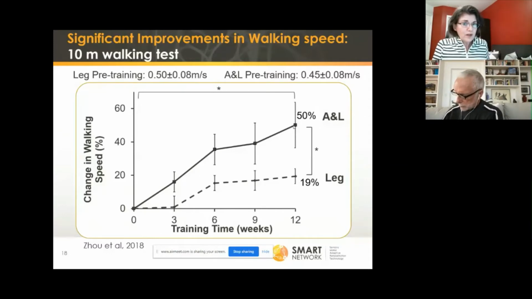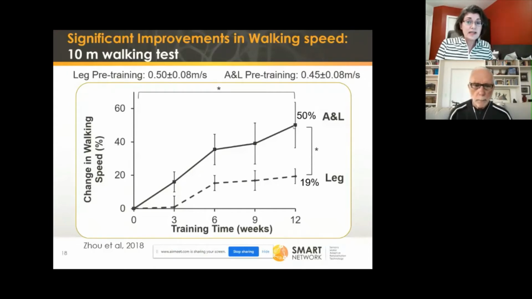What you can see over here on the x-axis is time in weeks since the beginning of training, and on the y-axis is the percent change in speed over the weeks of training relative to each person's walking speed prior to the initiation of training. The dashed line shows the results from the group that cycled with their legs only, and the solid line is for the group that simultaneously cycled with their arms and legs. Both groups of participants had similar pre-training walking speeds. And as you can see, both groups improved their walking speed over the course of training.